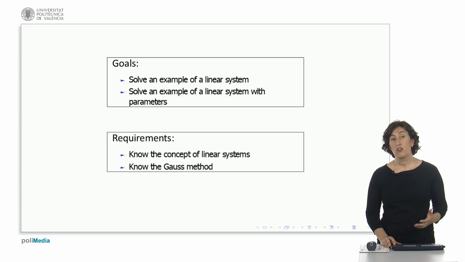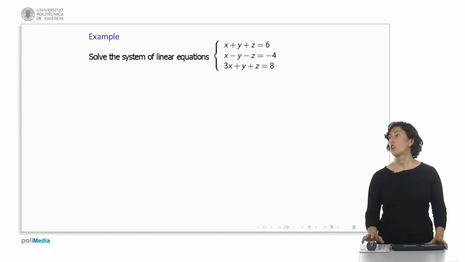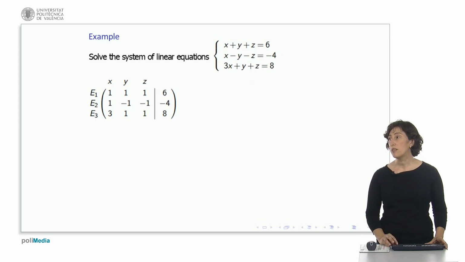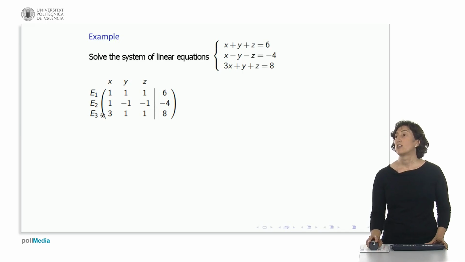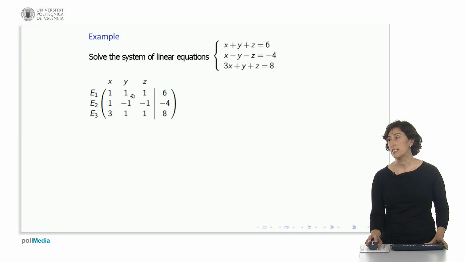For this, we will remember what a linear equation system is and how to apply the Gauss method to solve them. So, first of all, if I want to solve this linear equation system that you have on the screen, the Gauss method tells us that we write that system in this way. That is the first equation, x plus y plus z equals 6, only the coefficients. The second equation, x minus y minus z equals minus 4, also only the coefficients, remembering that the x goes below the x, the y below the y, and the z below the z, and then the independent terms in the third column.